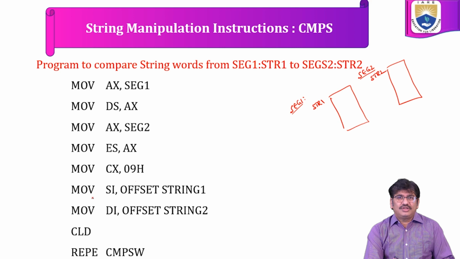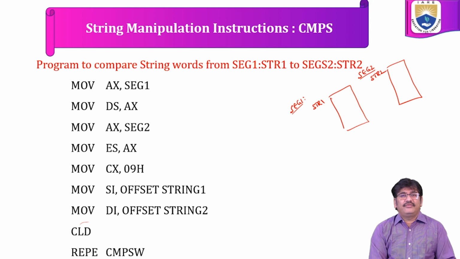Next, move the offset value into the SI and DI respectively for data segment and extra segment. Move SI, offset of string 1. Move DI, offset of string 2. For manipulating the instructions from lower address to higher address, clear the direction flag by using the CLD instruction.